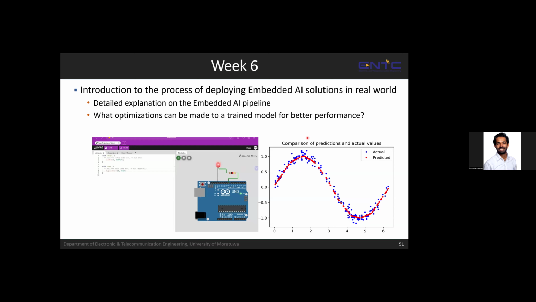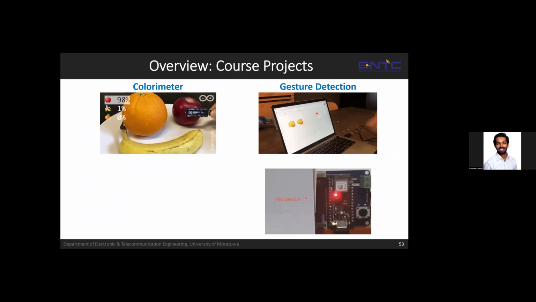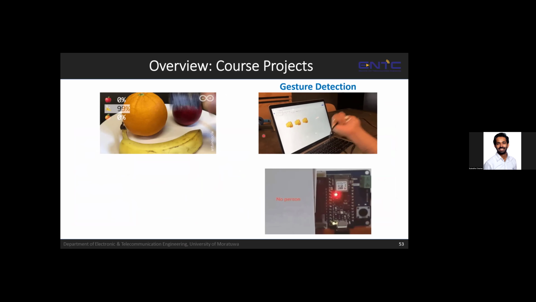With that knowledge, we will go into a deep dive of the four projects. To do that, we need to learn how to train and deploy neural networks in hardware devices. So that is why in week number six, we will look at deploying a small neural network in a STM32 development board with CubeAI. That is another tool that you will be familiar with. And that brings us to the four projects.